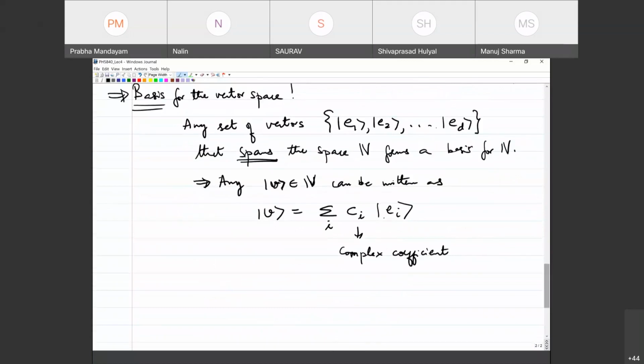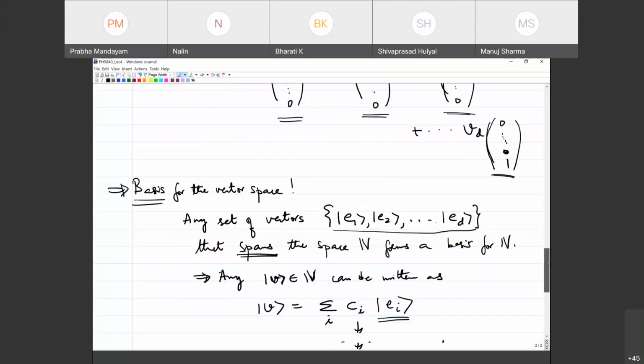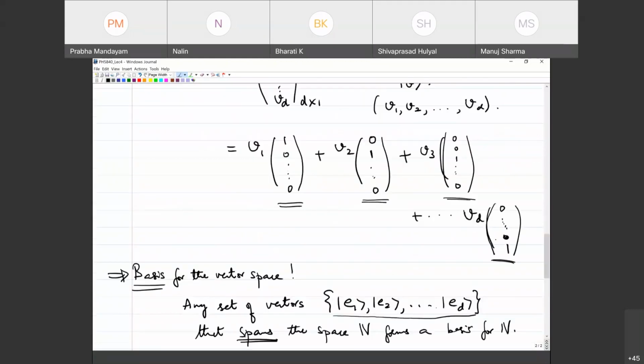And in some sense, the dimensionality of the space is related to how many elements you have in the basis, right? So we'll formalize this slightly once we discuss inner product and orthogonality and all that. But for now, we note that every vector in the space can be written in terms of some basic set of vectors. And you have them superposed with these complex coefficients, right?